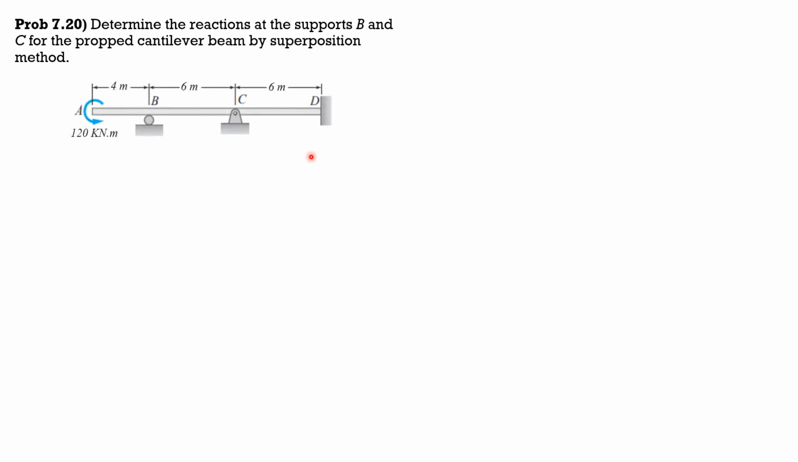Determine the reactions at the supports B and C for the propped cantilever beam by superposition method. So here is the given figure. Let's recall the reaction at B as RB, R sub C at C, then RD, and moment at the positive direction as shown. Let's transmit the 120 kilonewton load at B. So that would be the effect.